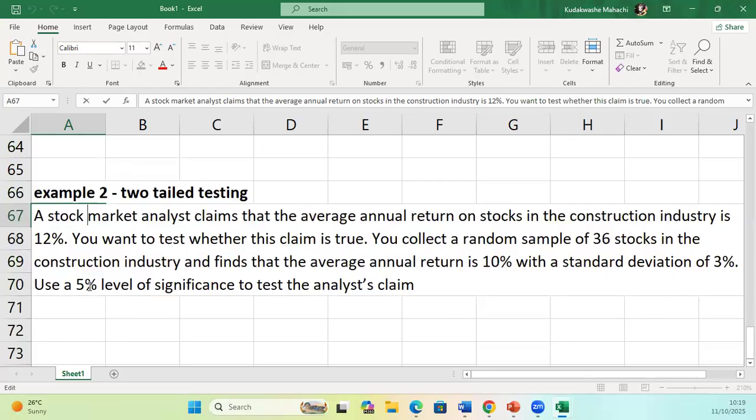The question reads: a stock market analyst claims that the average annual return on stock in the construction industry is 12%. So again, it's the same thing: they're saying the average is 12. That's what H naught is saying. The null hypothesis supports the current situation. You want to test whether this claim is true. You collect a sample of 36 stocks in the construction industry and find that the average return is 10% with a standard deviation of 3%. Use a 5% level of significance.